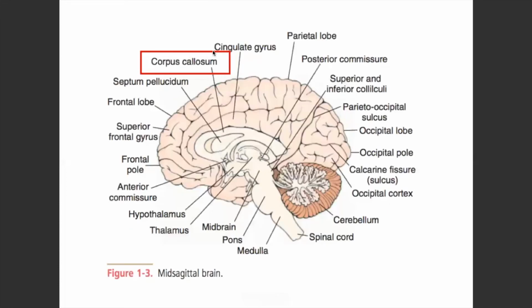Okay, so let's take a look at the corpus callosum, and it's this whole thing, this whole big white matter that connects between both the medial surface of the right hemisphere and the medial surface of the left hemisphere.